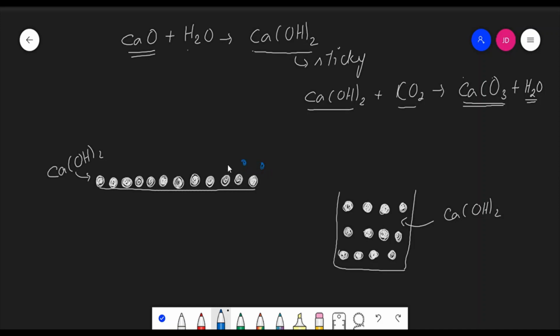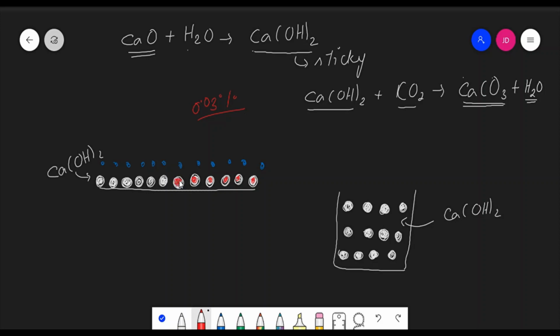I have done 12, so 3, 4, 5, 6, 7, 8, 9, 10, 11, and 12 water molecules got kicked out. Now the question is, is there lots of carbon dioxide in the air or very little? Here in the air, carbon dioxide is only 0.03%, very little. So this reaction is happening very slowly. This Ca(OH)2 is changing into, let us write CaCO3 in red color, and some water coming out, and so on. So the water is coming out very slowly.